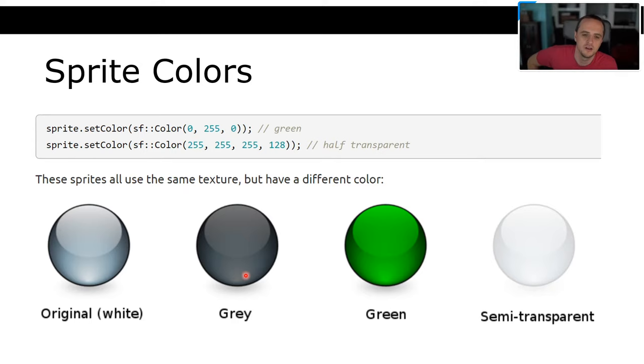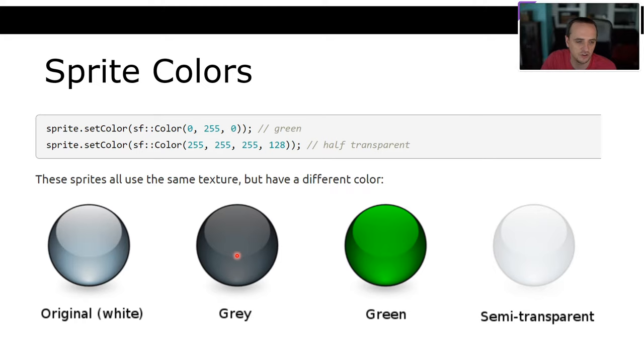Sprites can have colors set on them. And so you may ask, that's a bit strange. If I'm loading an image, why would I set a color, right? Like the Mario brick is brown, the Mega Man is blue. Why would I set a color on that? Well, here's one reason. With the sprite's set color, we could do this, for example. If we set the color of a sprite to green, and the original sprite was white colored, it will overlay a green color on top of that.